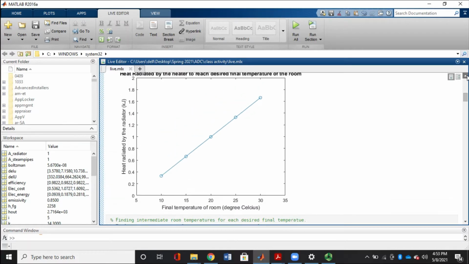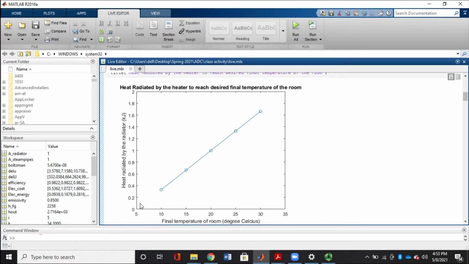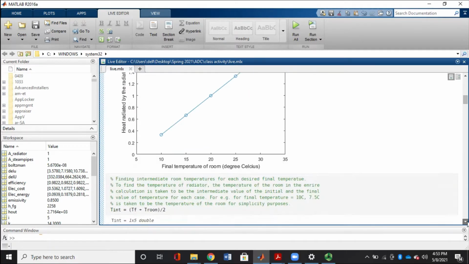And as we can see, if we want to change our room temperature from 5 to 10 degrees, this is the final temperature. So we need approximately 0.3-ish kilojoules of heat from the radiator. While if we want to move our temperature from 5 to 30 degrees, we need approximately 1.7-ish kilojoules of energy. Right? So now we will move on to the radiator.